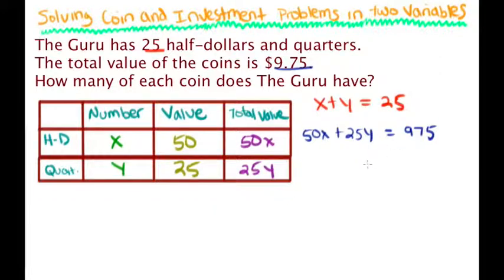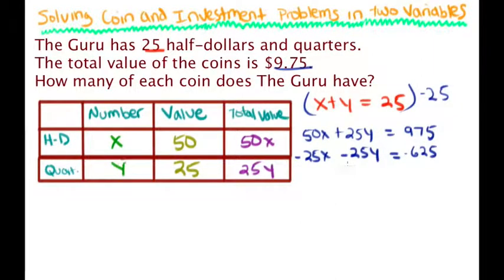So we just solve like a system of equations. I'm going to use the addition and subtraction method. So I'm going to multiply this by negative 25. So I would get negative 25x minus 25y is equal to 25 times 25 is 625, so negative 625.